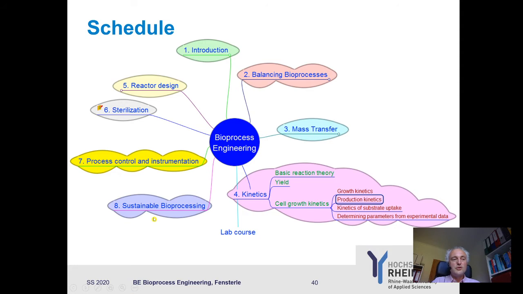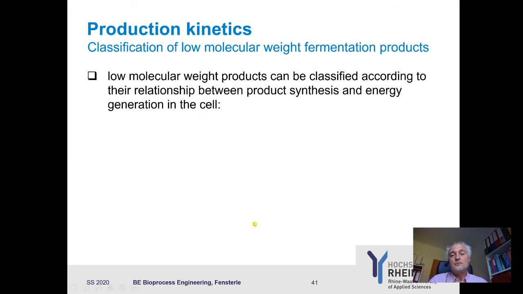Now we go to production kinetics. We talked about growth, but of course, depending on our system, our idea could also be to produce a fermentation product like ethanol, as an example. And then we're interested in how the production kinetics looks. If we look at the production kinetics, we first have to look at how this product formation is related to energy generation in the cell. We talk about coupling to the energy metabolism.